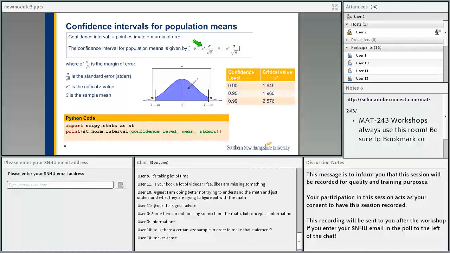So the second term, z star sigma over square root of n, that is my margin of error. And if I were to take only the sigma over square root of n, we call that the standard error. So the standard error times the critical value will give you the margin of error.